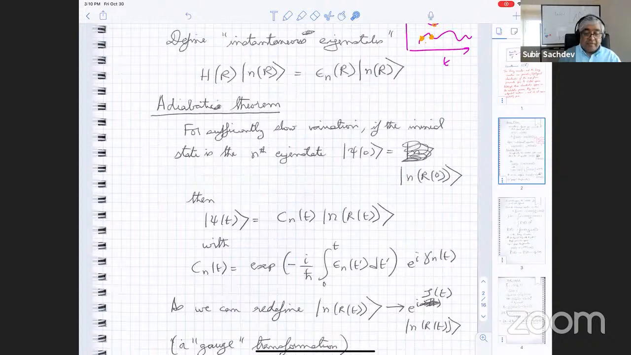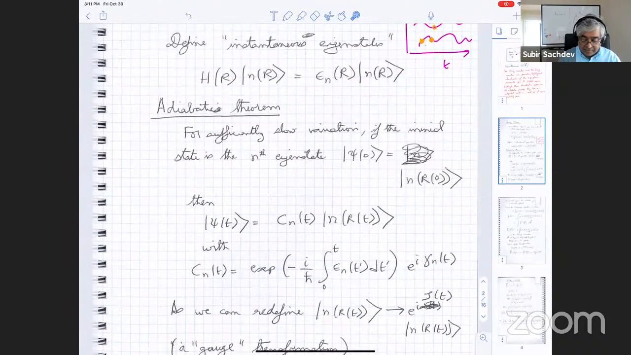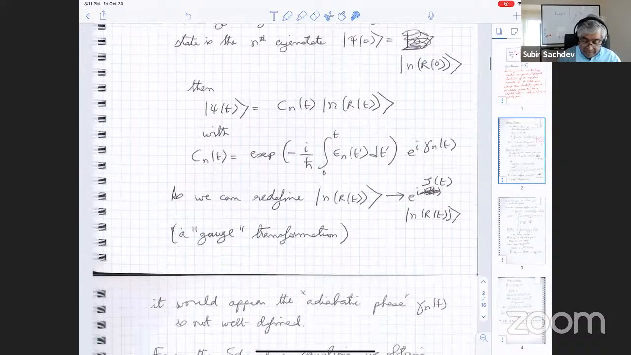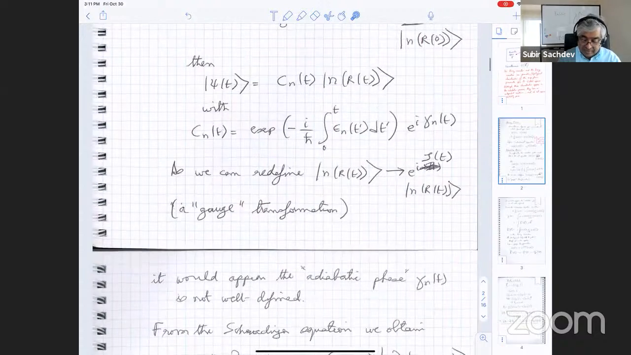All right. Now, as I just said a moment ago, the phase of these eigenstates is completely up to you. So we could have always taken this n of r of t and redefined it by some zeta of t. And zeta of t can be any function I want. Well, if you redefine it this way, it would appear that gamma of t is not well defined. Okay. Well, so how will gamma of t change if you make this change? So let's just figure it out. So first, let's determine what gamma n of t is.